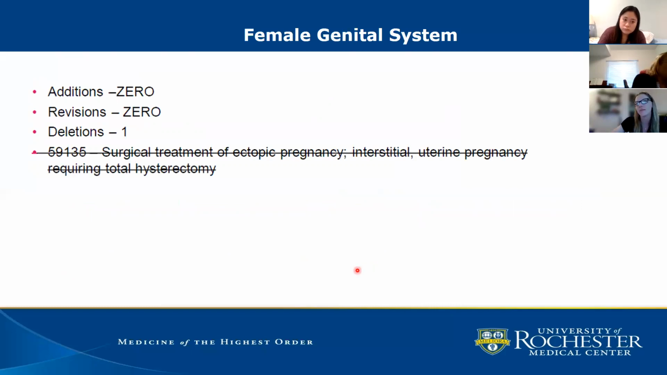Female genital system, again, this one's pretty short and sweet. There was just 1 deletion. And again, this code was deleted because of low utilization.